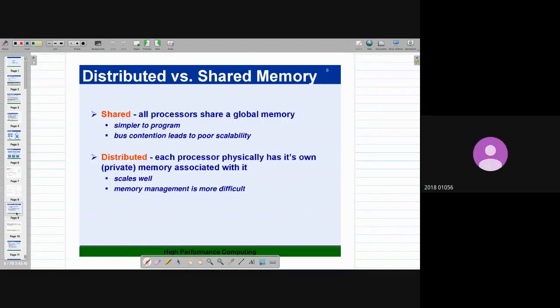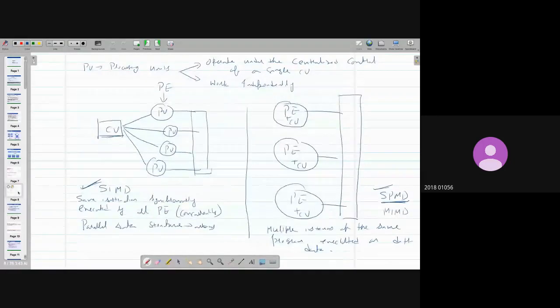Sir, I have a doubt. Yes. Sir, why are we not referring to the second example of independently working as SPSD? Because ultimately, in that one unit, there would be just one data. No. They can still work on multiple data.